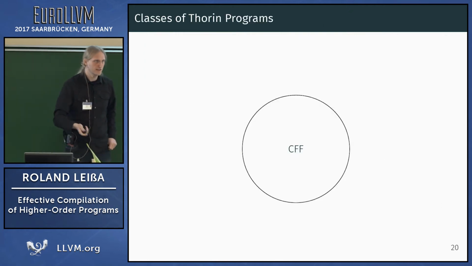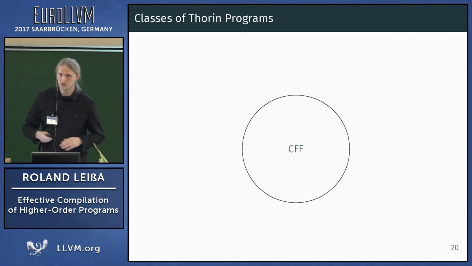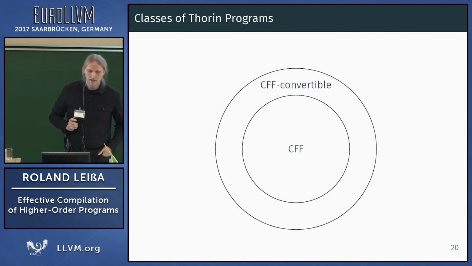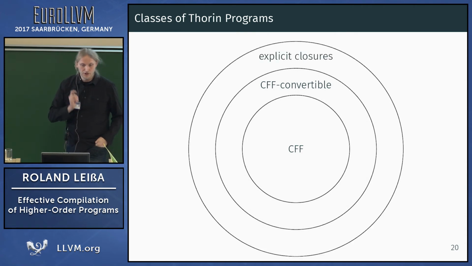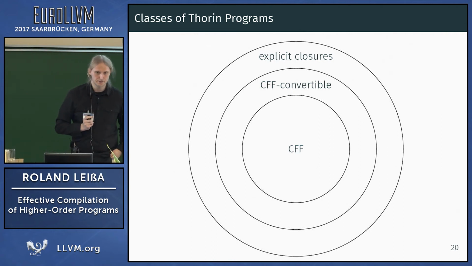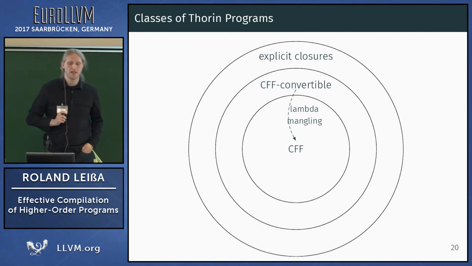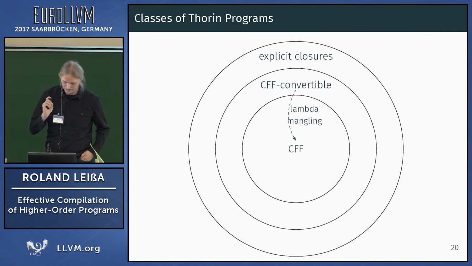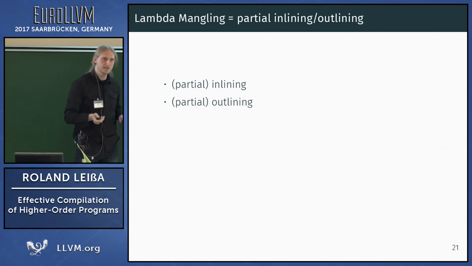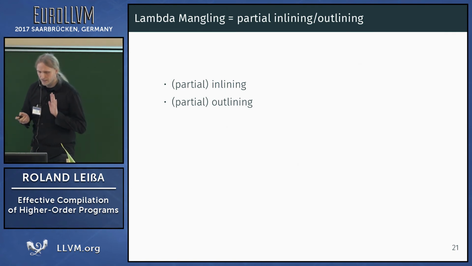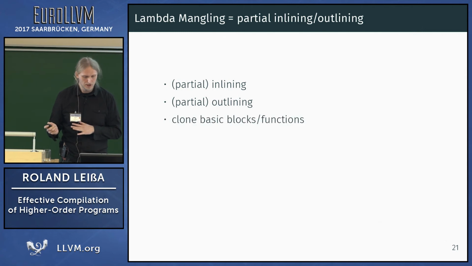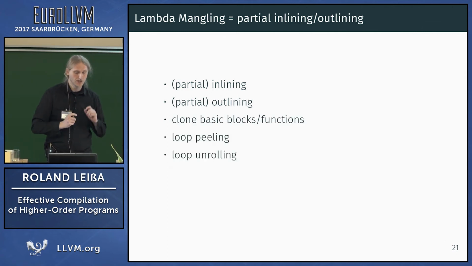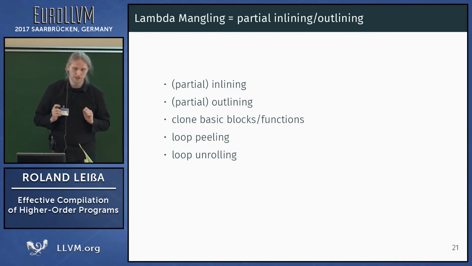Okay, so there are several classes of programs we identify. We have this control flow form, which is more or less straightforwardly translatable to SSA form. Then we have these CFF, control flow form, convertible programs. And then there's this class of programs which are not even control flow form convertible, and there we need explicit closures. What we do in order to get from these CFF convertible programs to programs in control flow form is use a technique called lambda mangling. Lambda mangling in a nutshell is similar to partial inlining, partial outlining. And because we do not differentiate between functions and basic blocks, you can also clone basic blocks and functions, or do some other interesting optimizations like loop peeling or loop unrolling, because a loop is just a call of a continuation.